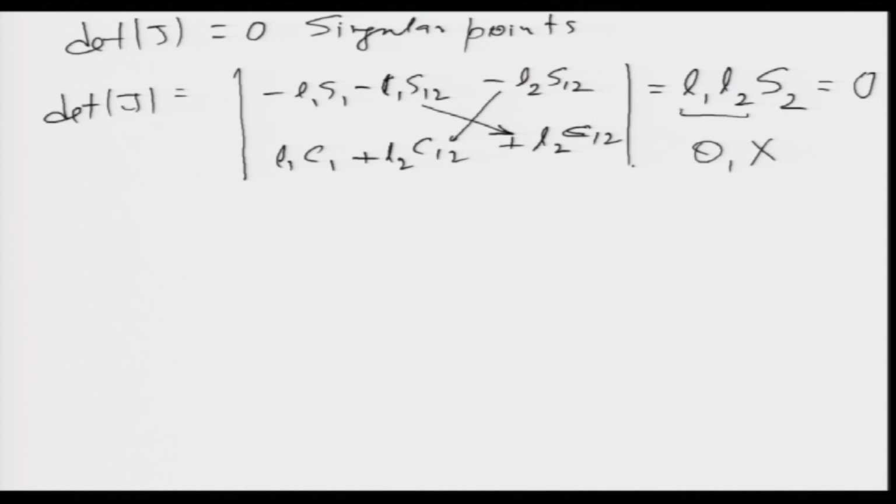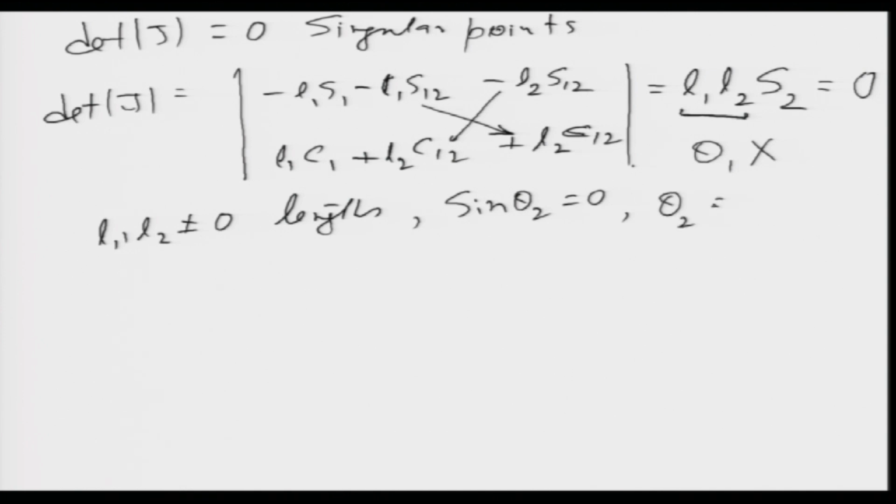Now, you know that L1 L2 are physical lengths, so they cannot be equal to 0. L1 and L2 cannot be equal to 0 because they are link lengths. So, the only possibility is that sin theta 2 is equal to 0, and this is for the condition of theta 2 equal to 0 and 180 degrees.